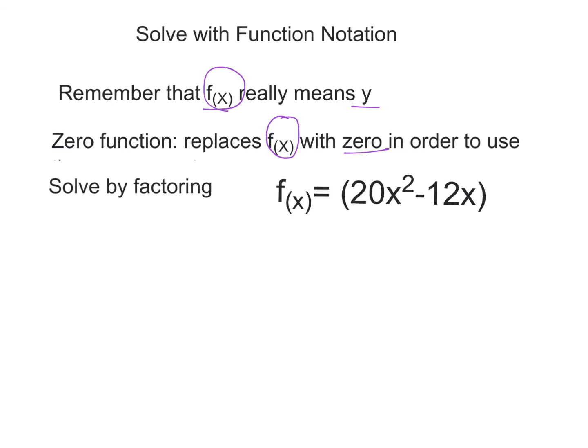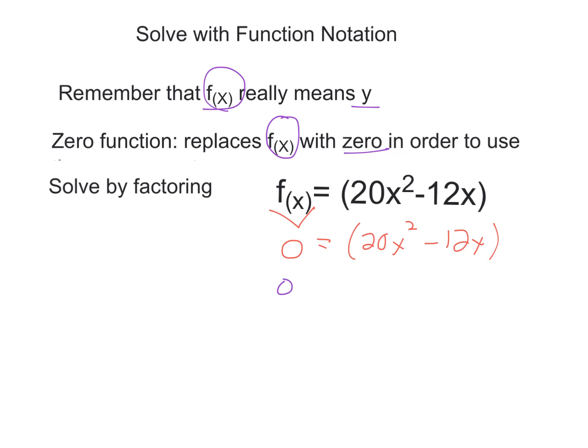Okay, so solve by factoring. We have f of x equaling 20x squared minus 12x. Now, using the zero function, that says I'm going to change this to 0 equals 20x squared minus 12x. That's all the zero function says. Now after that, we're just doing what we've been doing.